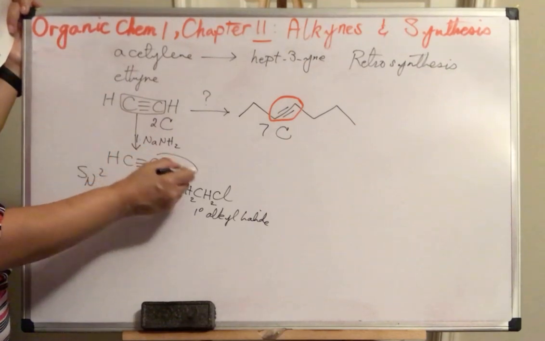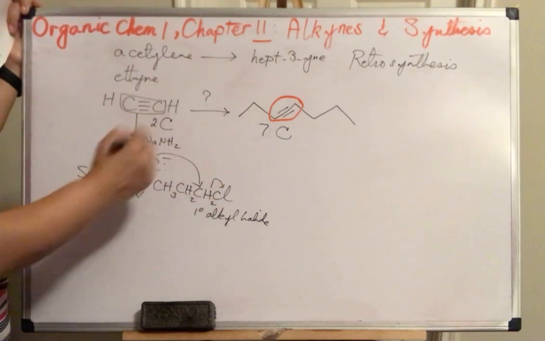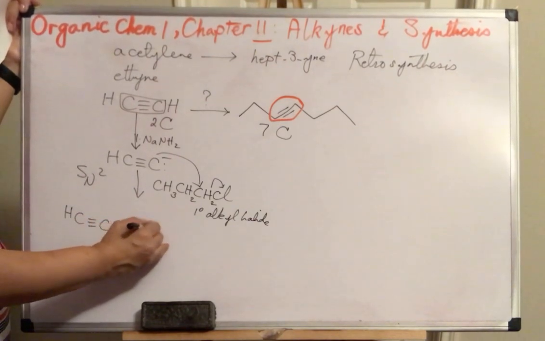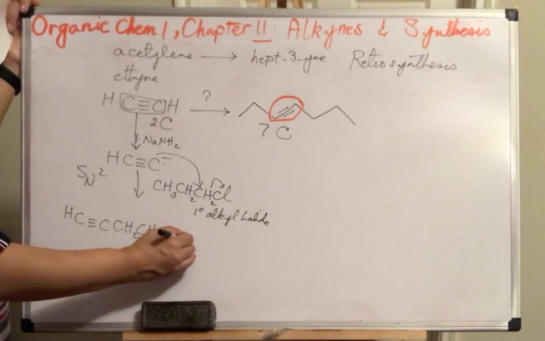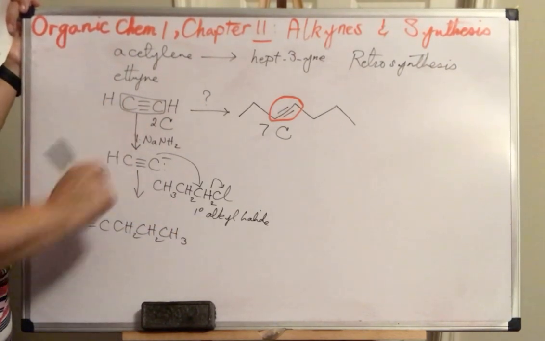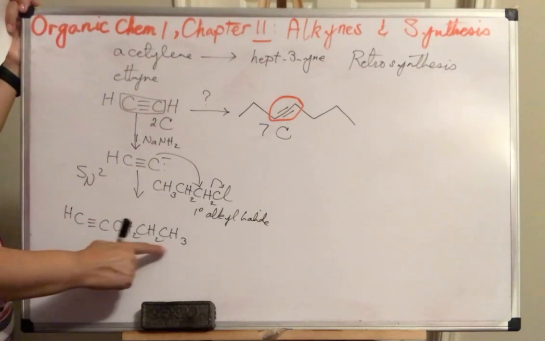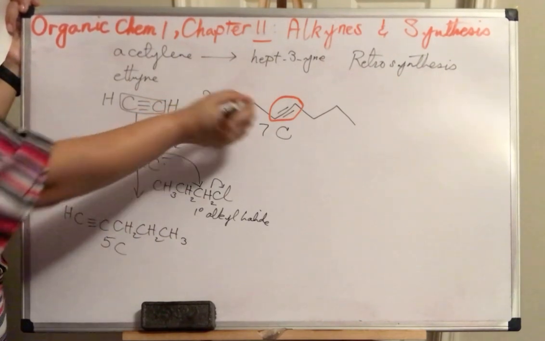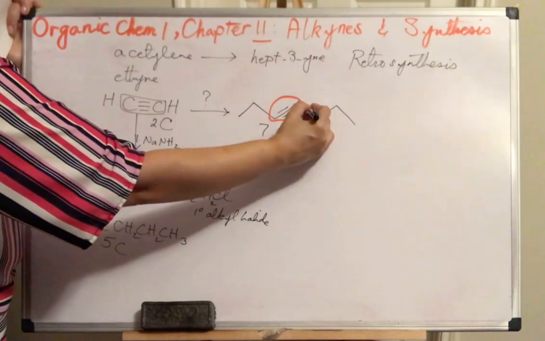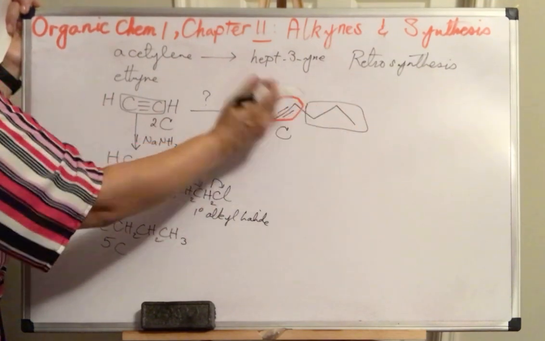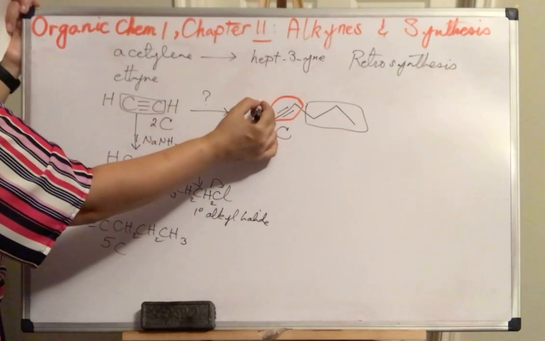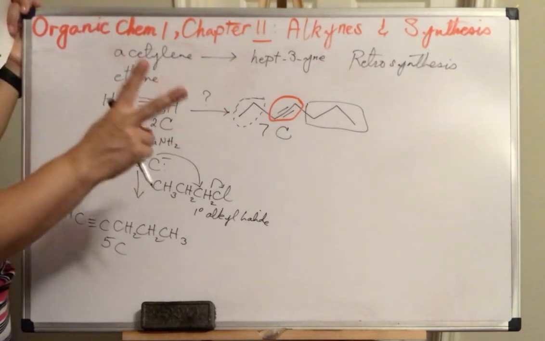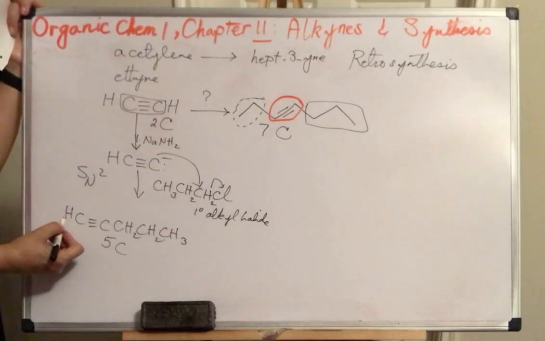This carbon is going to attack this carbon and kick chlorine out. So we have H, CH2, CH2, CH3. Now, from 2 carbons we have 1, 2, 3, 4, 5, right? 5 carbons so far. Now we made this part. So far we have this part. In order to add this part, how many carbons do we need? 2. And we need to remove this hydrogen.